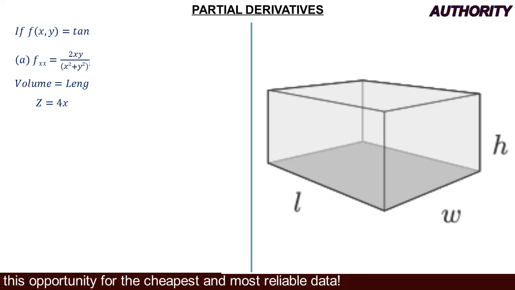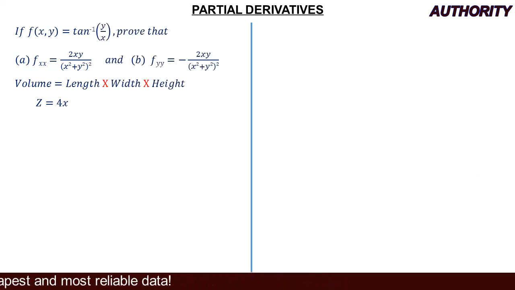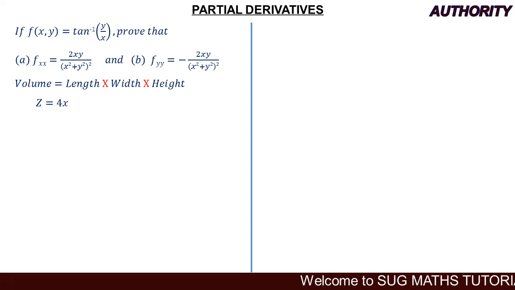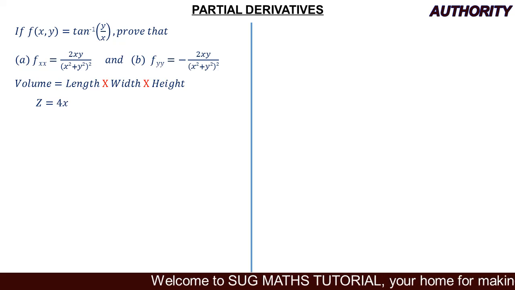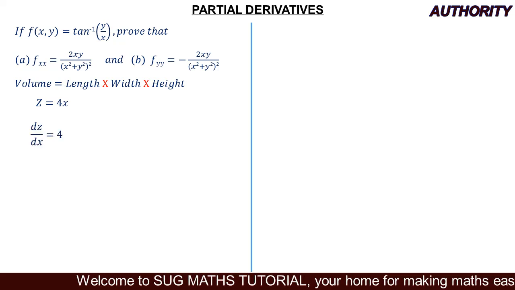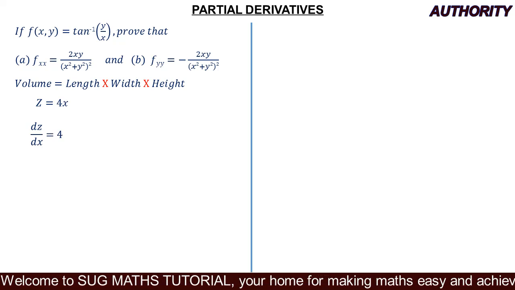Now let's take a recap. When we have something like this, z is equal to 4x, and you want to find the derivative of z with respect to x, you see we have 4x. At this point, you see that 4 is constant, right? So when you differentiate this with respect to x, we are going to have dz over dx is equal to 4, right?